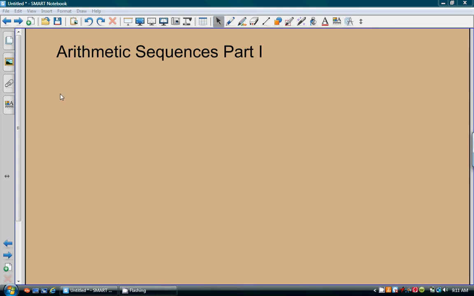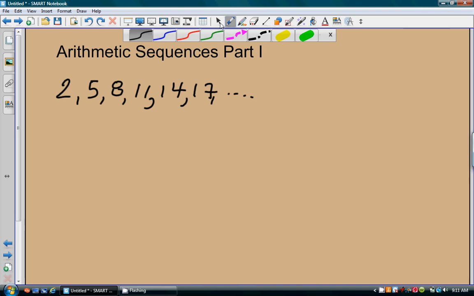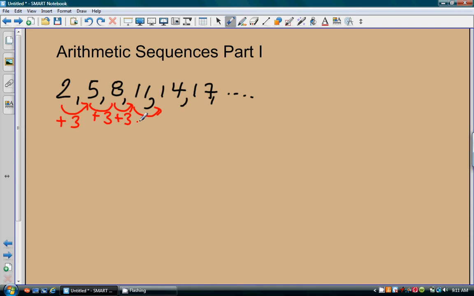So in this video, we're going to start arithmetic sequences. An arithmetic sequence is something in which we add the same number to get each consecutive term. For example, we could have 2, 5, 8, 11, 14, 17, and so forth. If you notice, what's happening here is to get from 2 to 5, we're adding 3. We're always adding 3 to get each term.